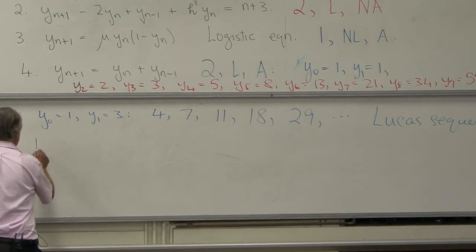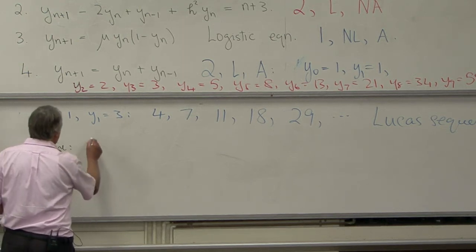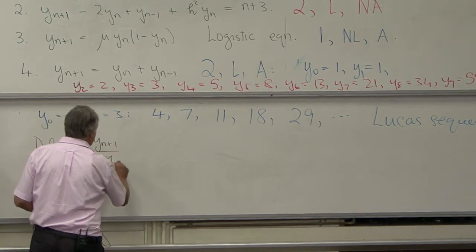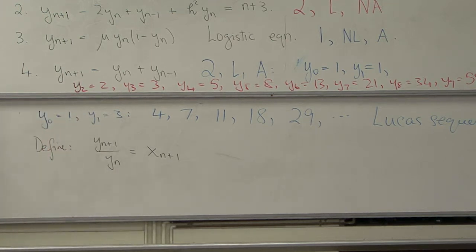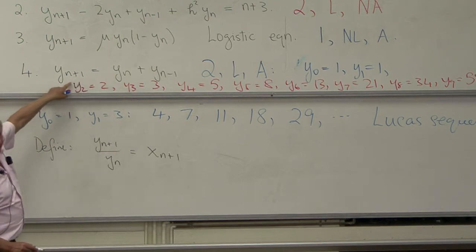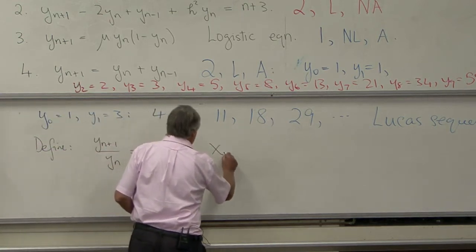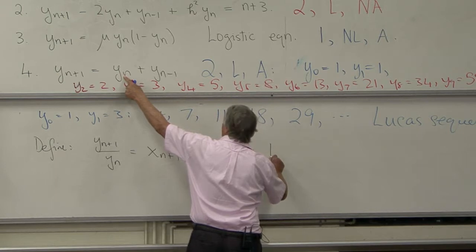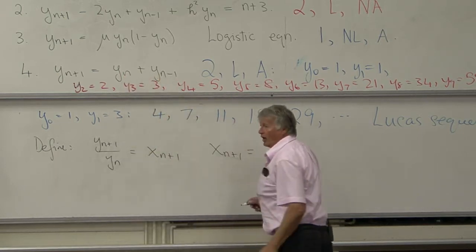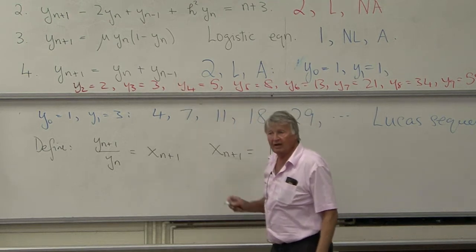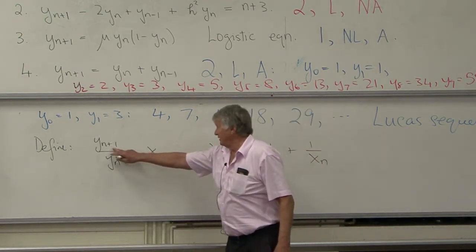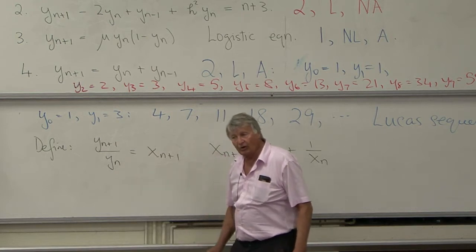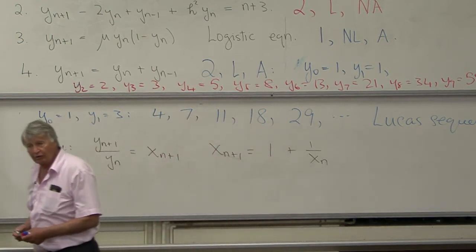If I define y(n+1) over yn, the ratio of two successive terms, to be x(n+1), then if I divide across this equation by yn, I get y(n+1) over yn, that's x(n+1), equals, dividing yn into this, 1 plus y(n-1) divided by yn, which is 1 over what we call xn. xn would be yn over y(n-1), and y(n-1) over yn would be 1 over xn.